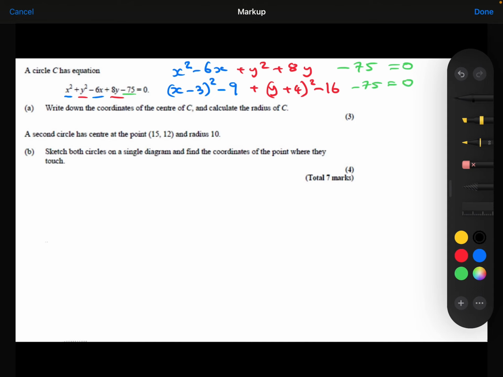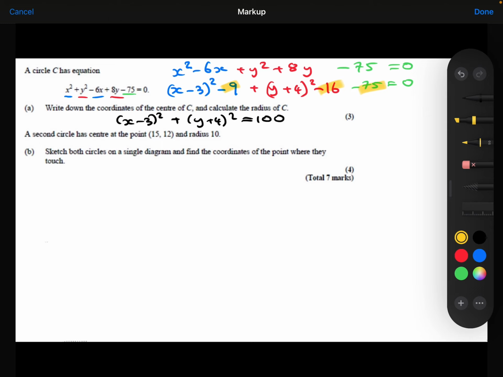Now moving all of those constants to the other side, the 9, the 16, the 75, this gives me (x minus 3) squared plus (y minus 4) squared is equal to 100. The 100 coming from the minus 9, the minus 16, the minus 75 taken to the right-hand side.